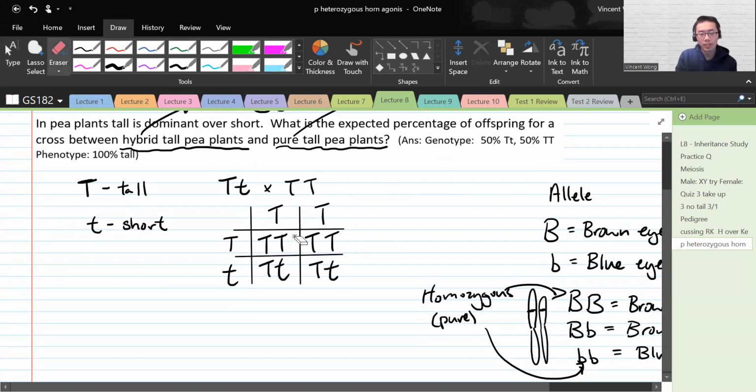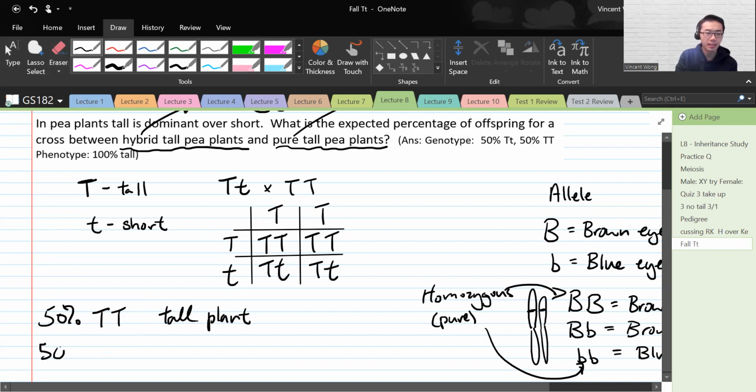So what does it mean? Well, 2 of the 4 boxes is going to be big T, big T. So that's 50%. 50% of the offspring will be big T, and that's going to be a tall plant. The other 50% is going to be big T, small t, which means they are going to be short plant.